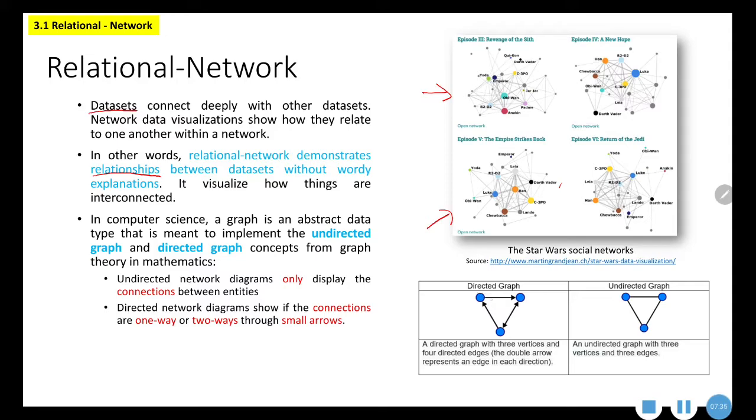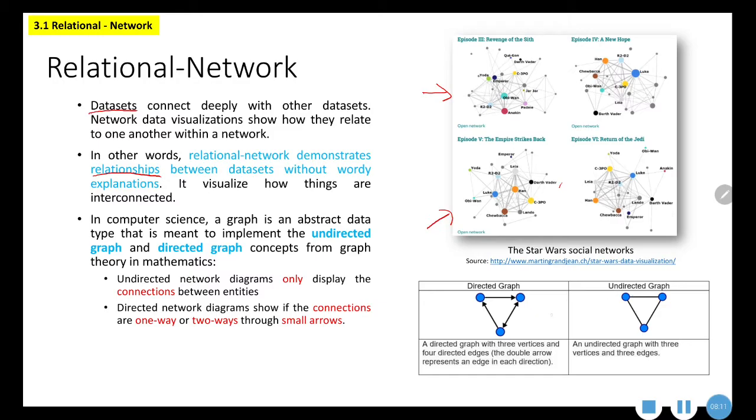This is called vertices, and then it has 4 directed edges. In this example, edges is the row. So 1, 2, because this is a double arrow, so it's considered 2 arrows. Whereas the undirected network diagrams only display the connection between entities. So this is undirected, so it just shows 3 vertices with 3 edges. So the edges here is the node. So vertices is the line connecting between nodes.